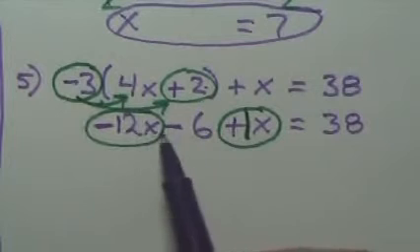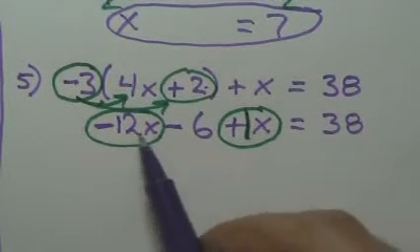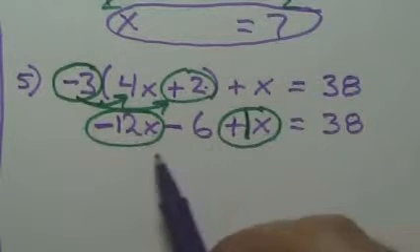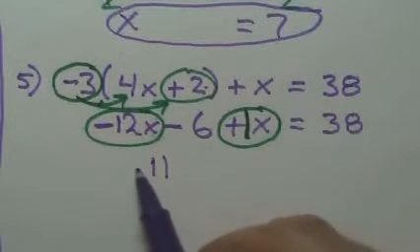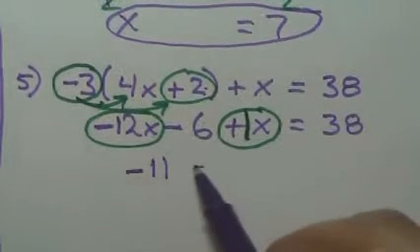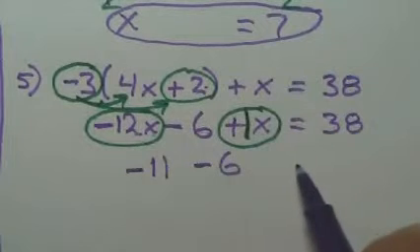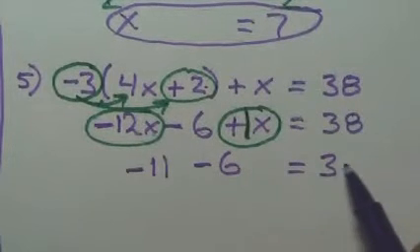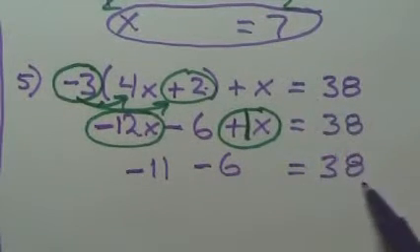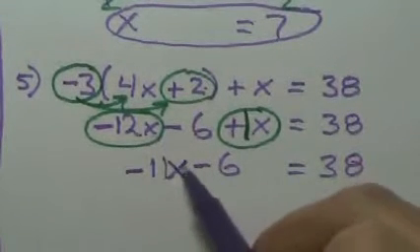So I'll put the x's together. So I have negative 12 and plus 1. 12 minus 1, they're different signs, so I'll subtract. 12 minus 1 is 11, and I have more negative. Now I'll bring down the minus 6, because there's no other single constants to add it to, no other like terms. Keep the equals lined up. Oh, wait, that's 11x. Silly me.